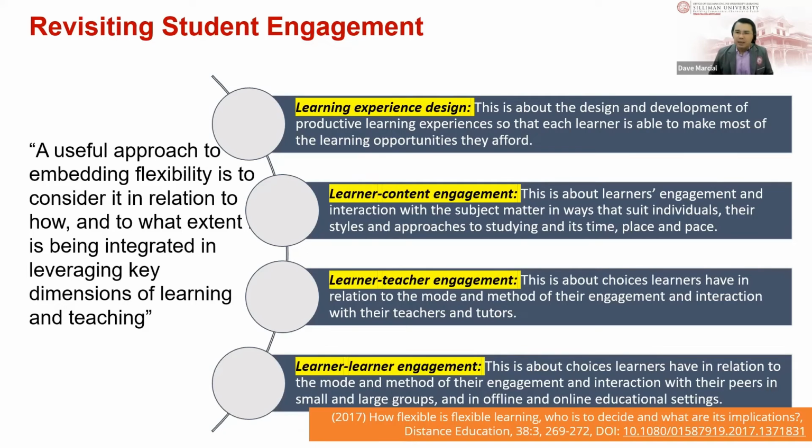And then the fourth, which Ma'am Betsy and Ma'am In illustrated earlier, is learner-to-learner engagement. We should also provide a way for our students, our learners, to learn from each other. Otherwise it may become very linear, just teacher to student, and the socialization for students to interact with their classmates is lost.